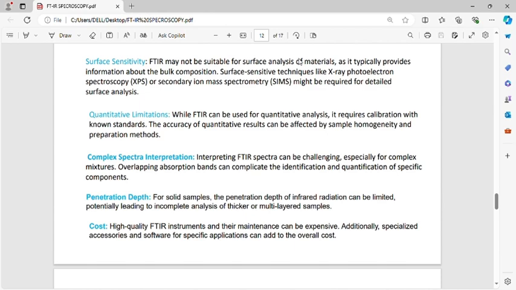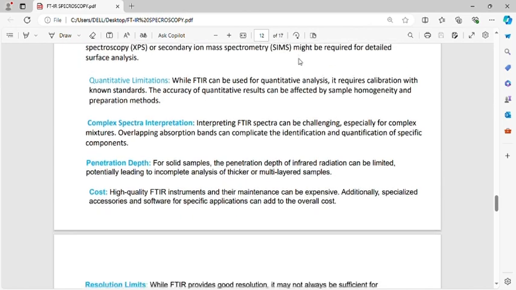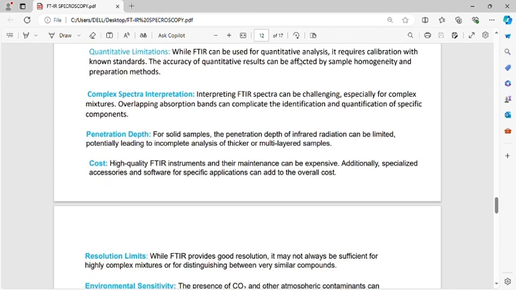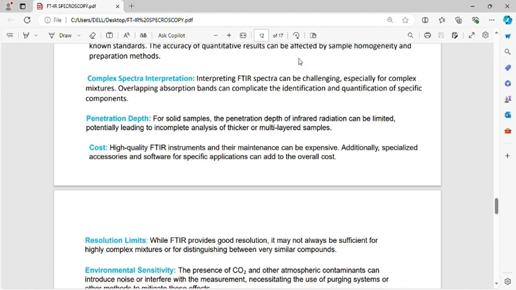Complex spectra interpretation. Interpretation of FTIR spectra can be challenging, especially for complex mixtures. Overlapping absorption bands can complicate the identification and quantification of specific components. Penetration depth. For solid samples, the penetration depth of infrared radiation can be limited, potentially leading to incomplete analysis of thicker and multi-layered samples. Cost is high.